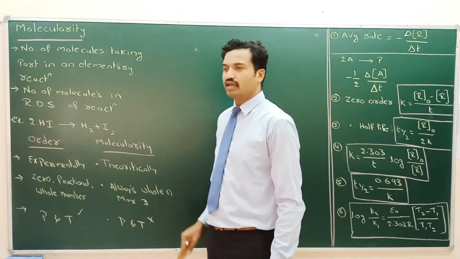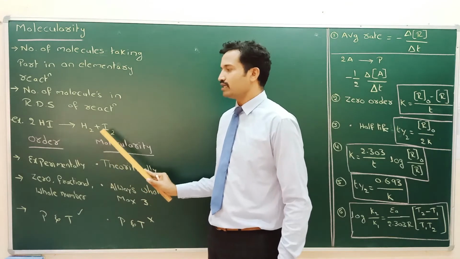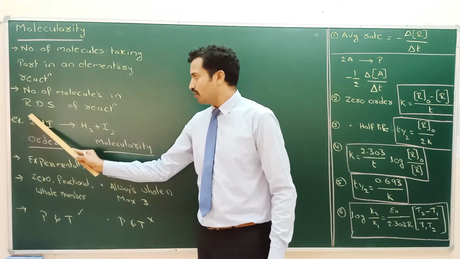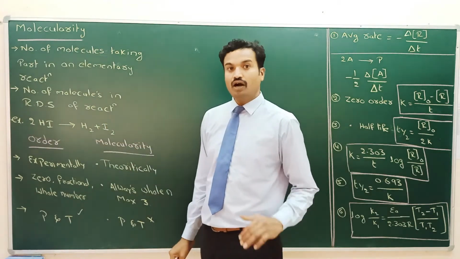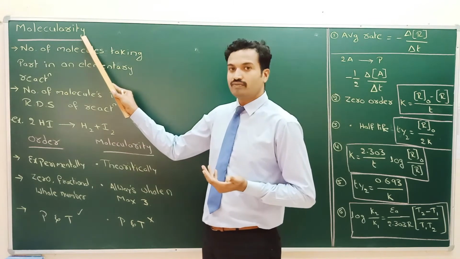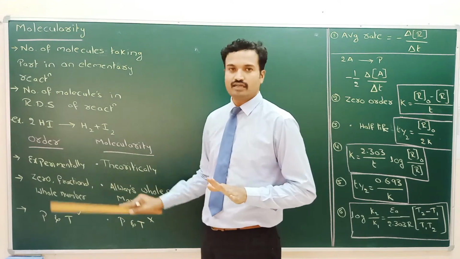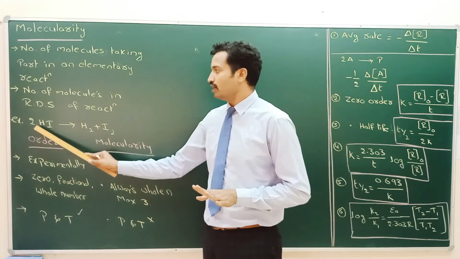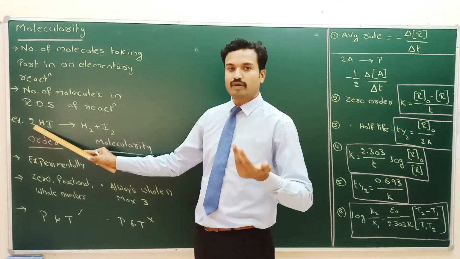This is an elementary reaction: 2HI gives rise to H2 plus I2. Then the total number of molecules involved in the reaction is 2. So molecularity is 2. Order is different. Order is from experimental data. Molecularity we understand by reading the mechanism of the reaction, so molecularity we can understand from theoretical data. Order we can calculate from experimental data.